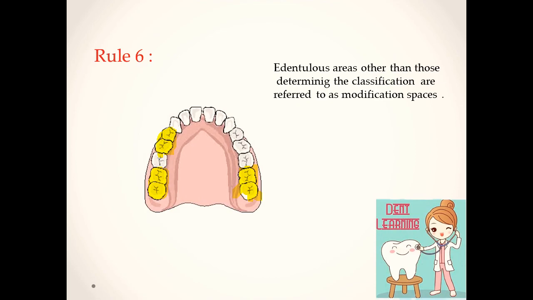The rule 6. The edentulous areas other than those determining the classification are modifications. You can see here, these are the areas which are determining the classification. It is a class 1, okay, bilaterally edentulous area. And the areas other than those determining the classification are considered as modifications. I think you got a clarity here.